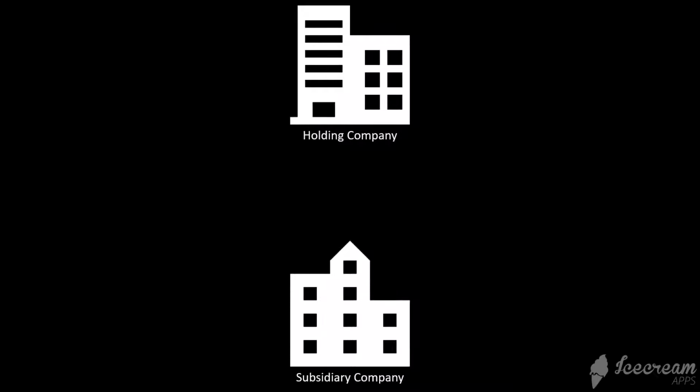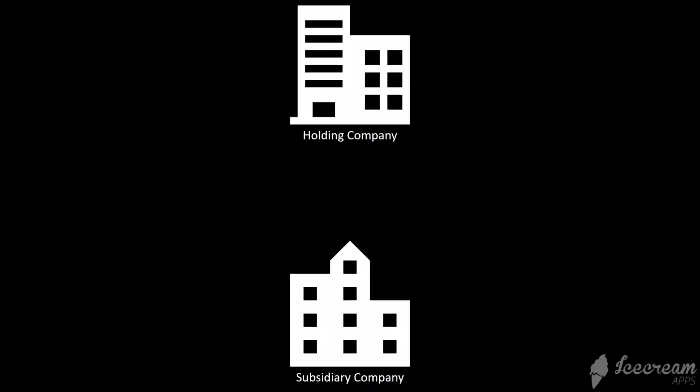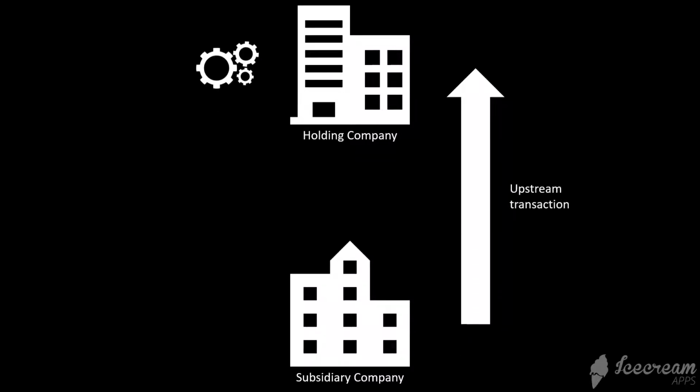In the previous example, I assume that it is a case where the holding company sold the asset to the subsidiary company. We term this a downstream transaction. For a downstream transaction, the holding company will recognize the sale of fixed asset, which we would have eliminated in the consolidation process. For an upstream transaction, it is a case where the subsidiary company sells something to the holding company, and the subsidiary company is the one recognizing the sale.